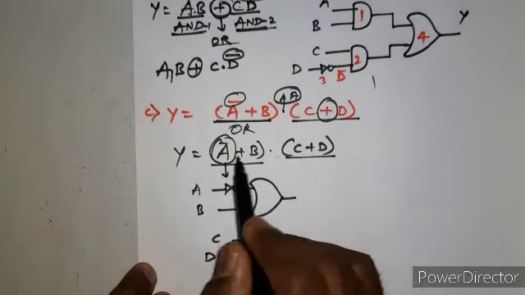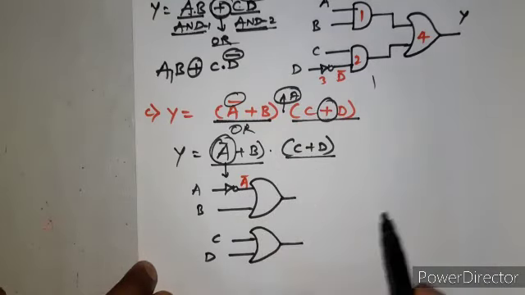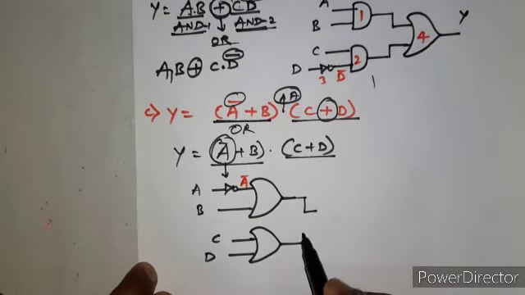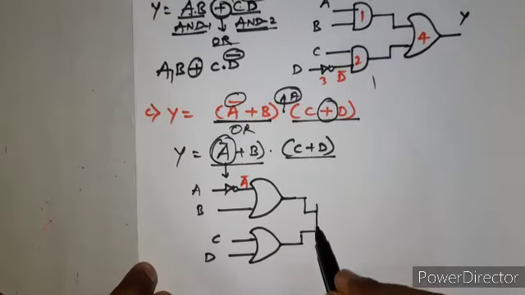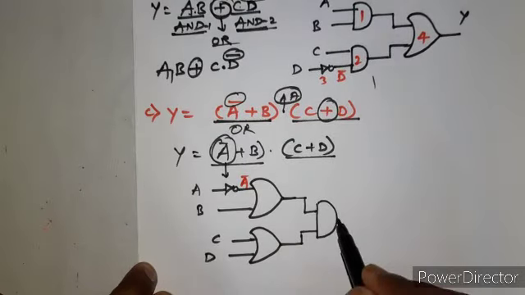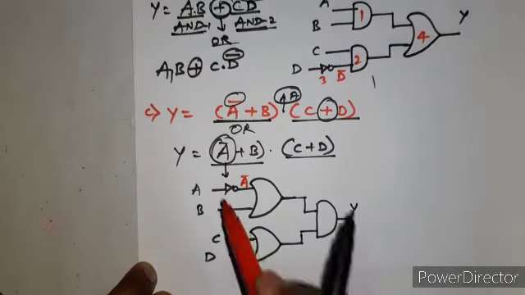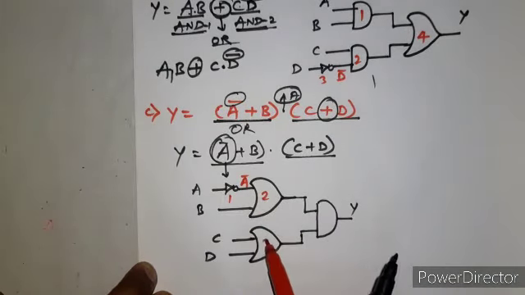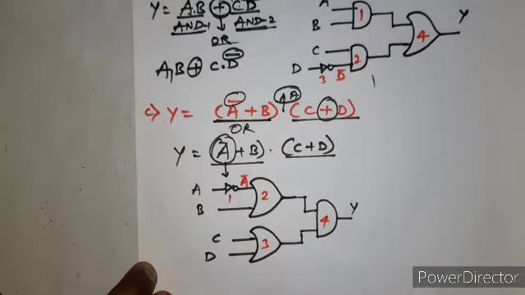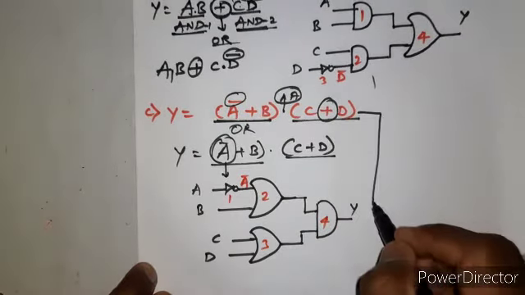Now these both are ANDed to each other, so I need to have an AND gate here. So how many gates? This is 1, 2, 3, 4 gates are required to implement this circuit.